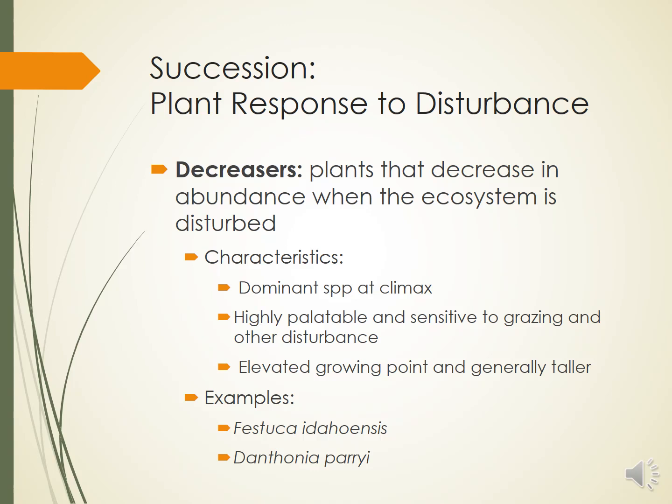Some examples that we're going to see today in the data collection and that are also on your list are Festuca idahoensis and Danthonia perrii, both native bunch grasses.